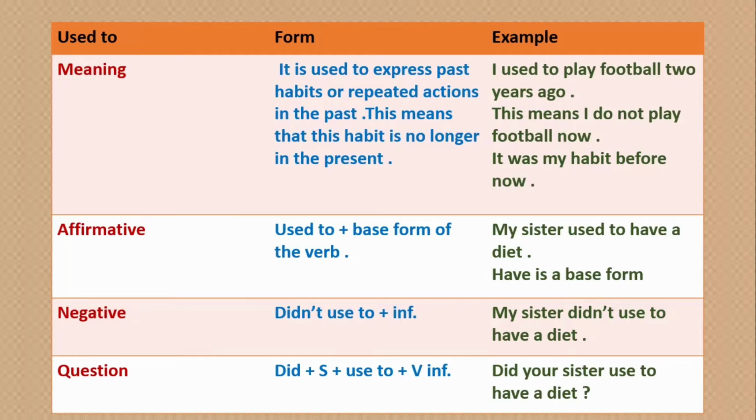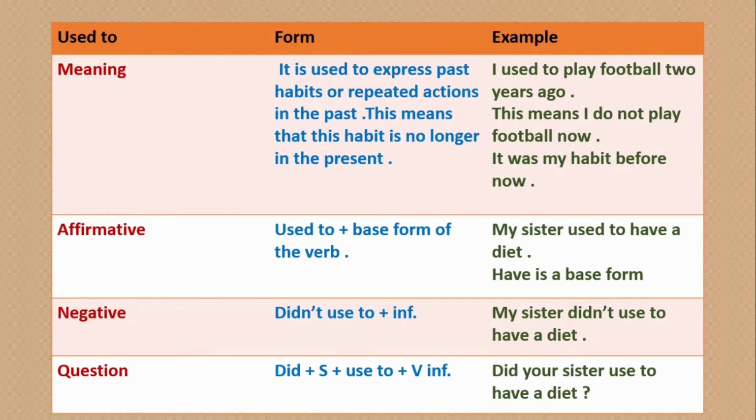So what is the meaning of used to? Used to is used to express habits in the past. What do we mean by habits? As I said before, these are continually, usually, regularly repeated actions in the past. But remember again, these habits in the past are no longer in the present. They are not found in the present. We do not practice them in the present.